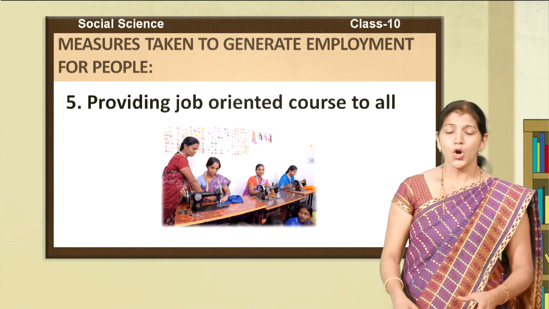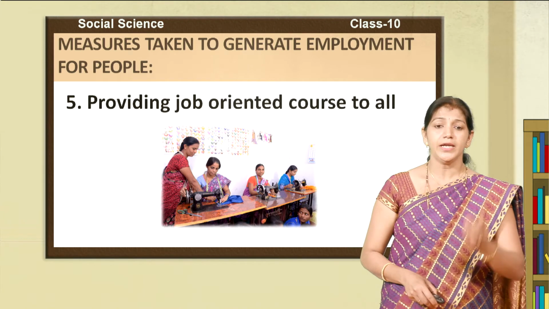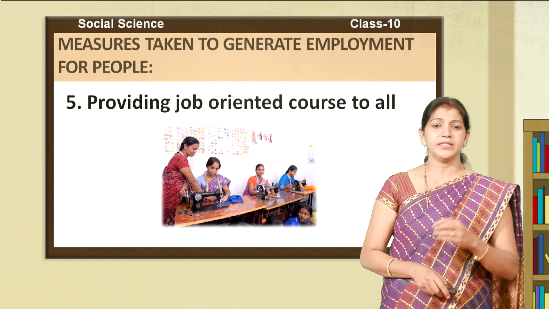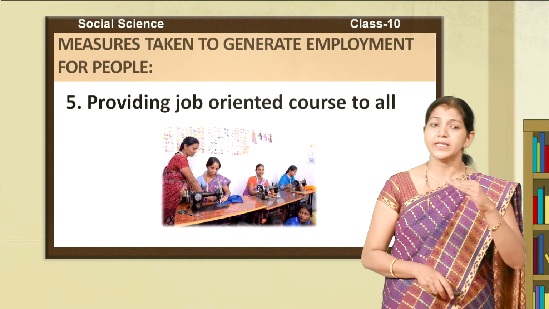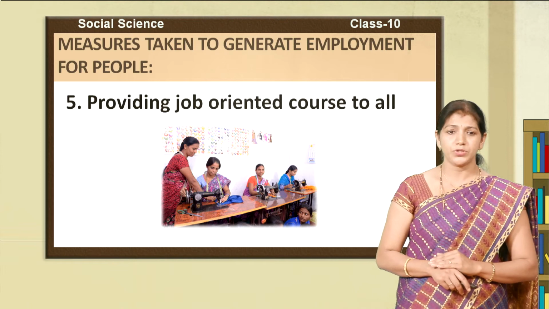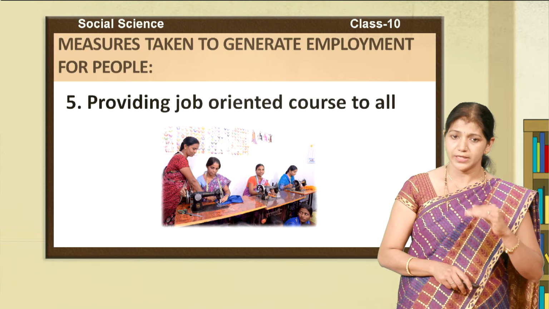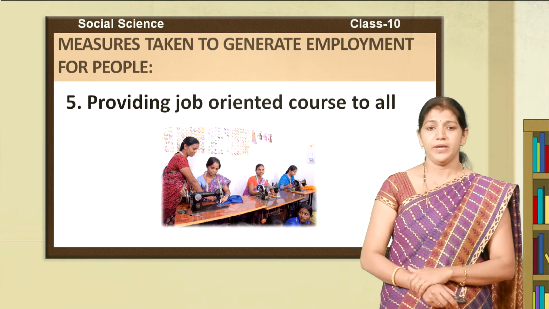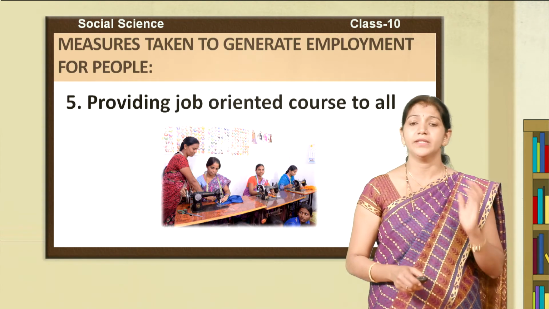Next, providing job orientation courses. Students, job orientation courses are provided in villages and rural areas, reducing unemployment. Courses such as tailoring and beautician are provided free by the government. It encourages employment opportunities in society, reduces unemployment, and reduces the burden on the government to provide jobs. The people are able to start their own business and avoid the problems.